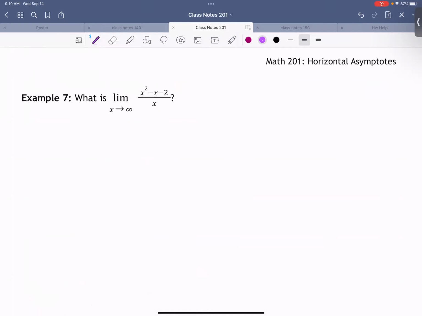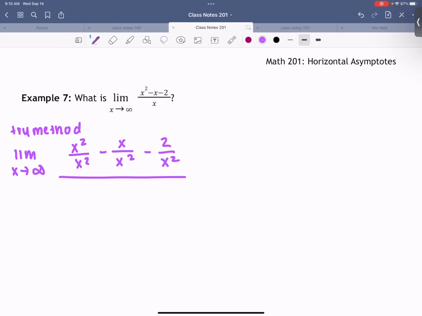Okay. Example number 7, we have the limit as x approaches infinity of x squared minus x plus 2 over x. Okay, looks like the highest power of x is 2. So why don't I just try the method? Okay, let's try the method. So I'm going to take the limit as x approaches infinity. Why don't we just divide everything by x squared, see what happens? x squared over x squared minus x over x squared, yep, minus 2 over x squared. So just dividing by x squared, right?